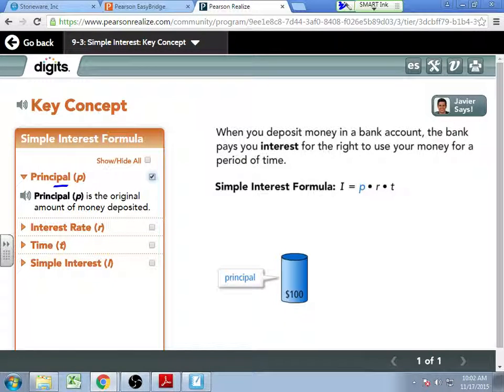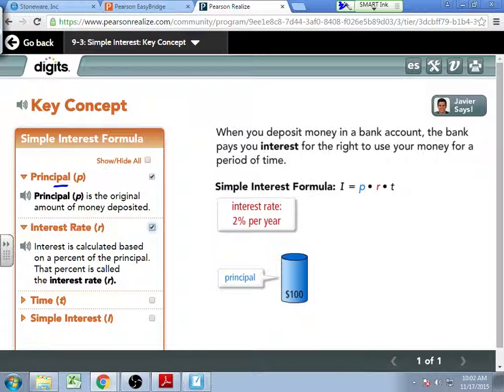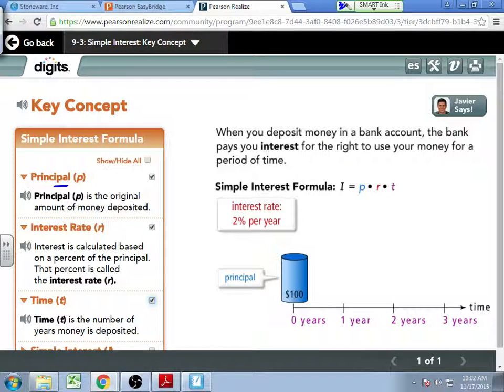So then, R is my interest rate. We're told what the rate is, for example, 2% per year. That'd be our rate. T, time. This is where people like to make mistakes. Time has to, no ifs, ands, or buts, all day long, be in years. If they give you months, you gotta convert it, because simple interest is based off the amount of years it's been in the account. So if they give you 6 months, 6 months is half a year, so you'd use half as your time.